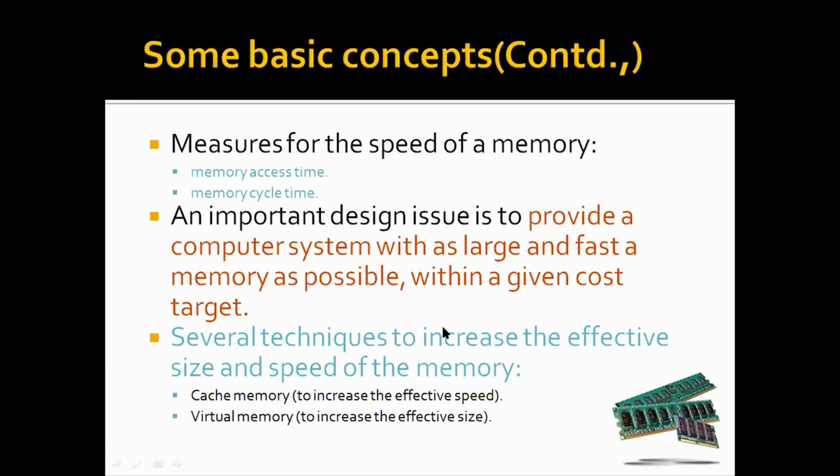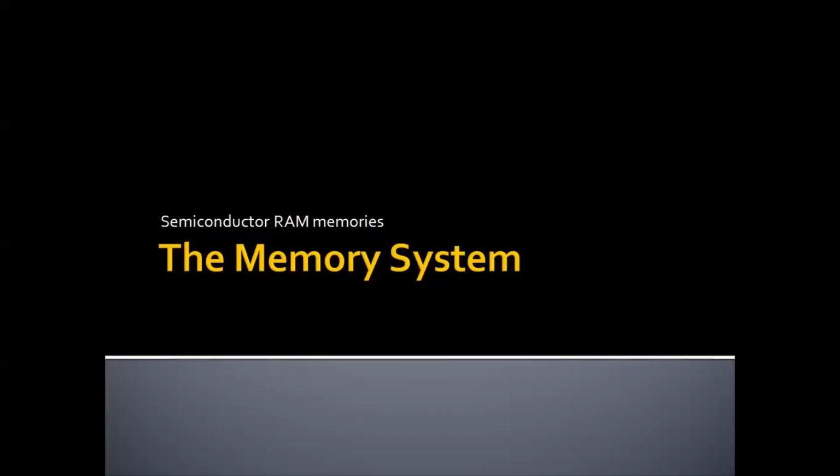So you will be having, it will increase the effective speed. So this is the cache memory. Whereas when you're coming for the virtual memory, it is going to increase the effective size. Difference புரியுதுங்களா? If you are going to have virtual memory, it is going to increase the size, whereas when you are going to have the cache memory, it is going to increase the effective speed. Then we will go for semiconductor RAM.